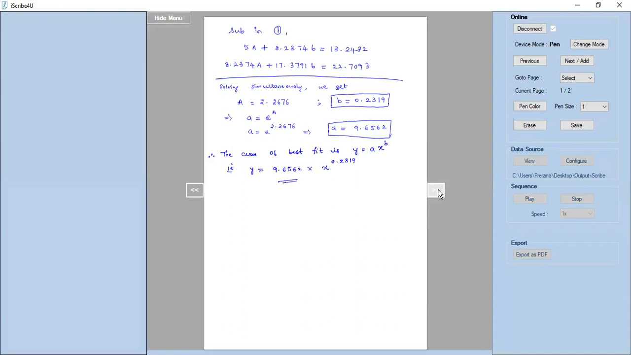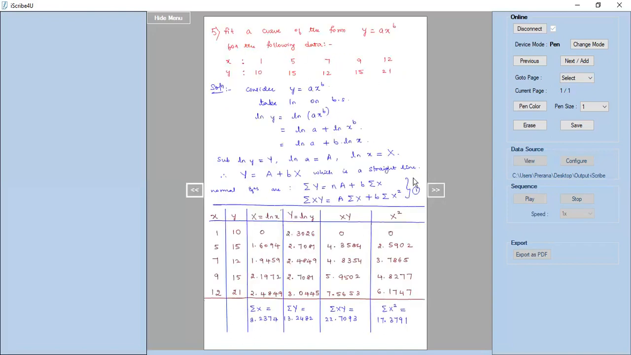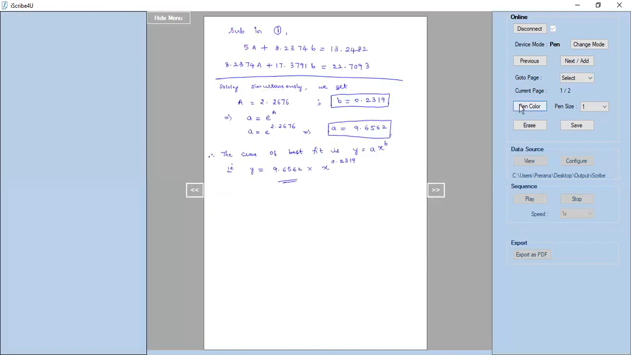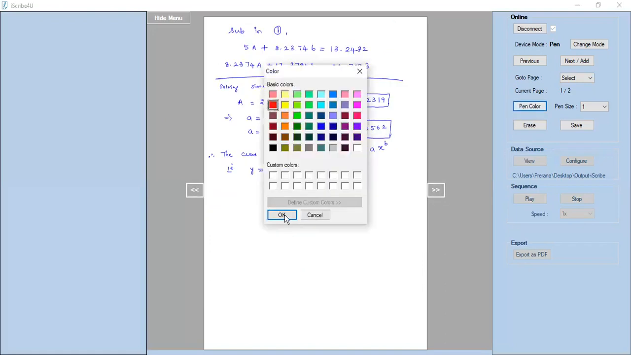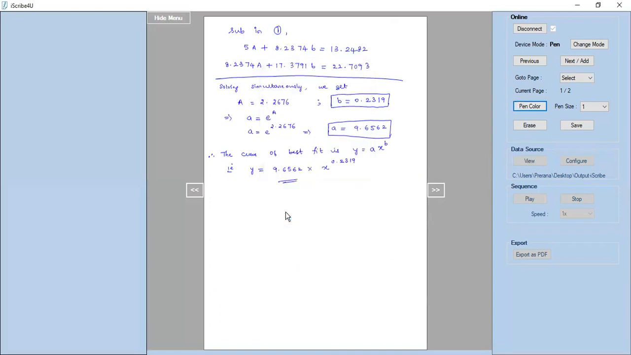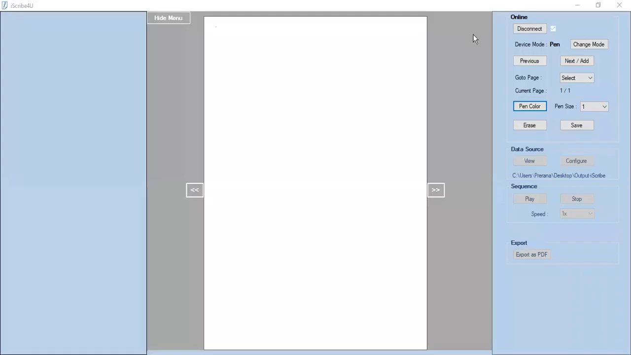So that is the curve of best fit for the given set of data. Now we will take one last problem on y is equal to ax power b, which will help us to have more idea about the methodology. Sixth one, fit a curve of the form y is equal to ax power b for the following data.